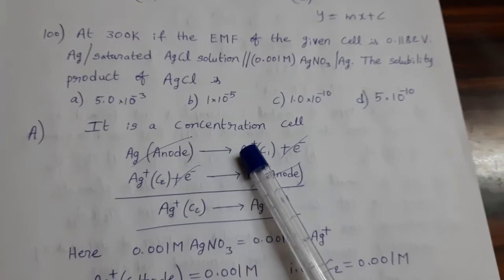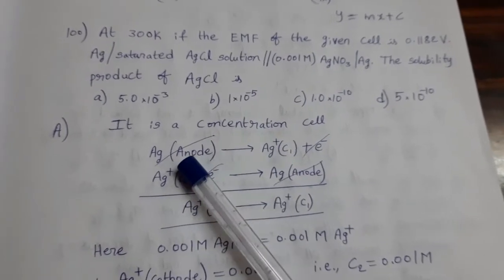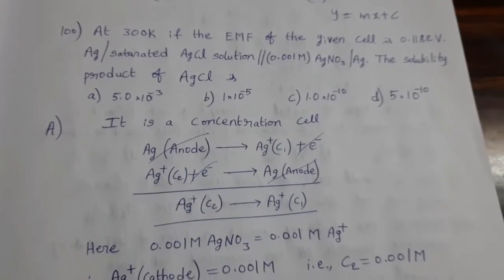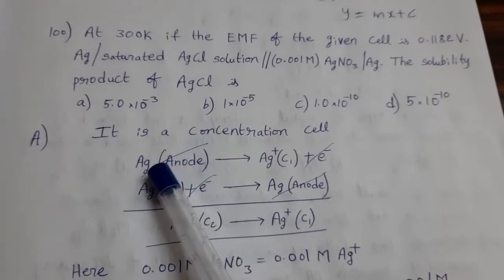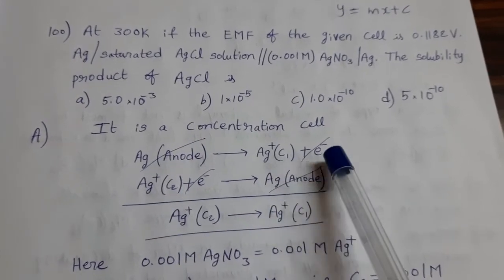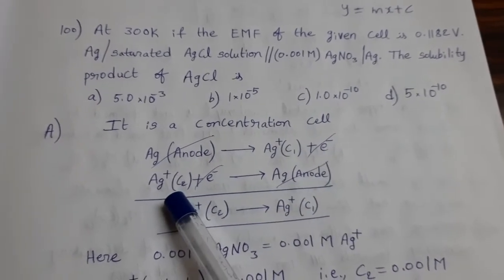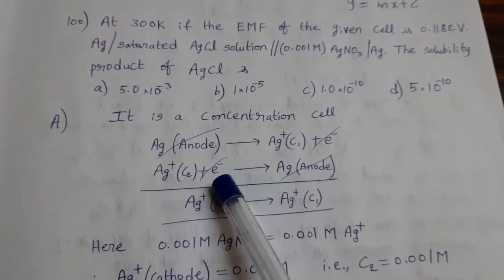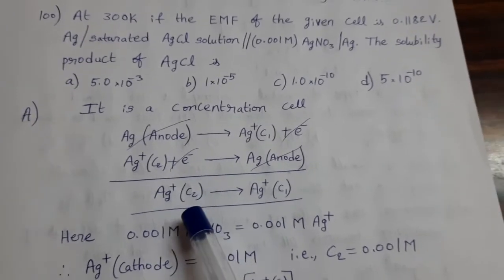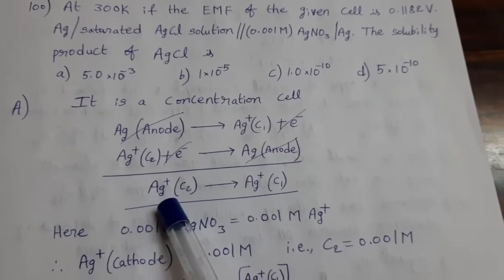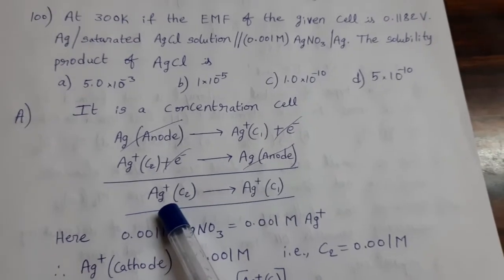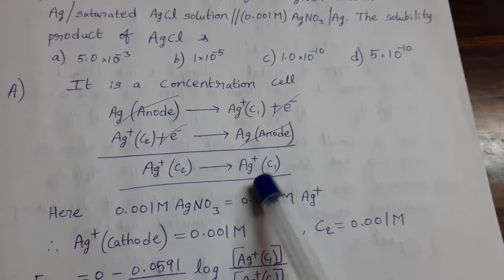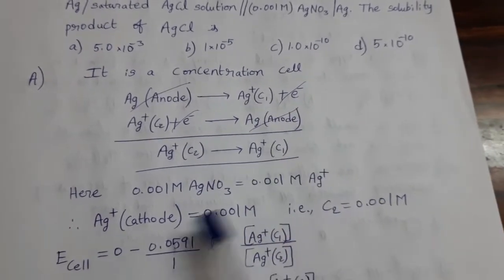In this concentration cell, if we write the half reactions, at anode oxidation takes place. That means by losing electrons, oxidation state is increased. So silver metal is converted to Ag plus by releasing an electron. At cathode, reduction takes place. Ag plus ions are converted to silver metal by accepting electrons. So finally, the overall reaction is this one. Ag plus ions present at cathode with the concentration C2 are converted to Ag plus with the concentration C1.